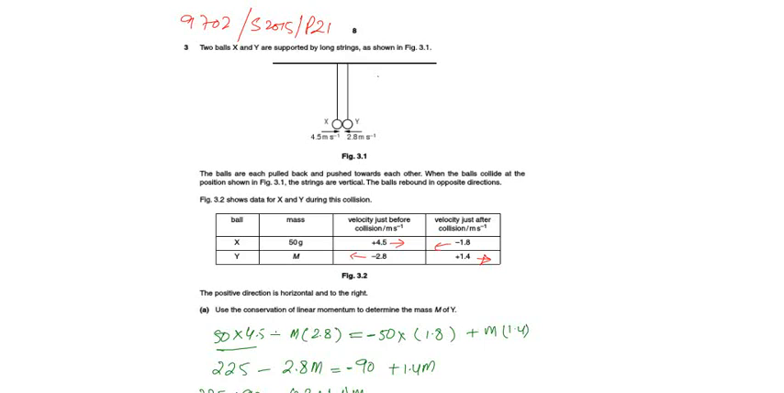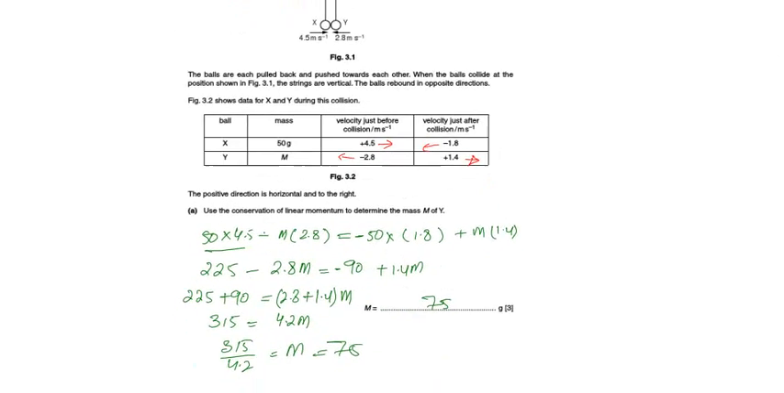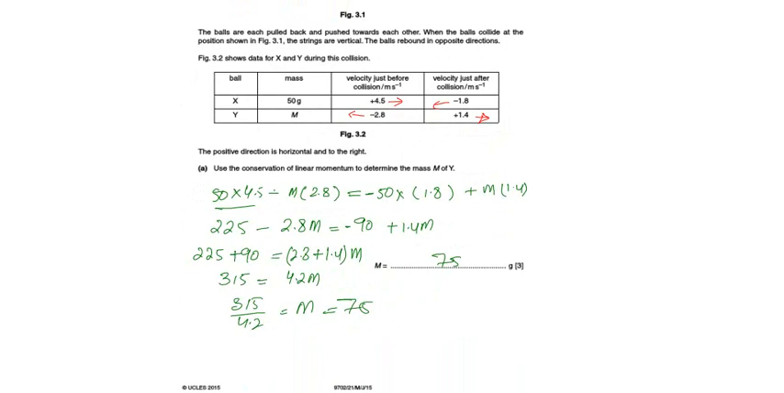So the information is given: the mass of ball X is 50 grams, the mass of ball Y is m. The velocity of X just before the collision is positive 4.5 and after the collision minus 1.8, and for Y it is minus 2.8 before and after the collision plus 1.4. The positive direction is horizontal and to the right. So use this information and the conservation of linear momentum to determine the mass m of Y.